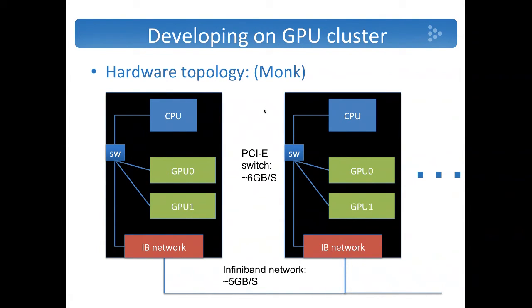The bandwidth for the InfiniBand network is around 5 gigabytes per second. And for intranode communication, under the PCIe switch, all the devices can achieve around 6 gigabytes per second memory bandwidth.